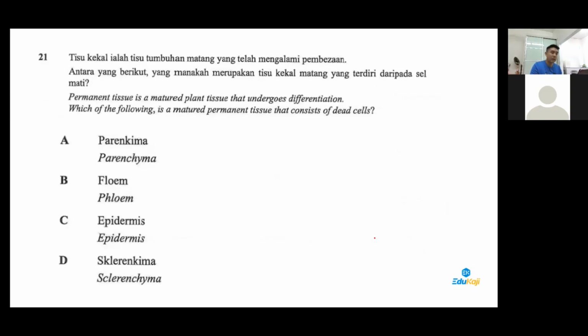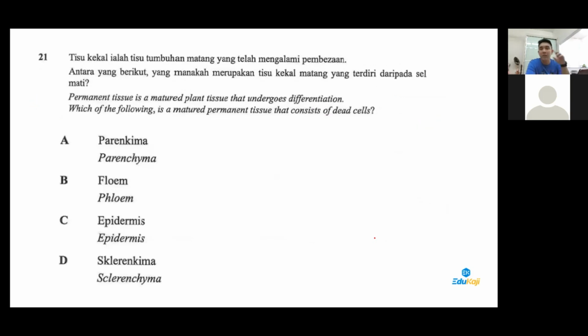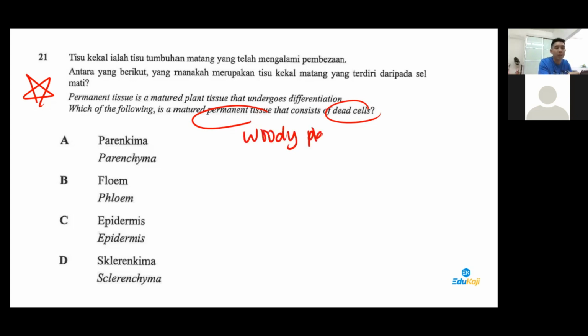Okay, 21. We're looking at plants suddenly. Once you see a plant question, it means you have entered Form 5 questions already. For 21 here, they love to ask this. Draw one star. Permanent tissue, dead cells. Sometimes they ask which ground tissue is specifically for the support of woody plants.